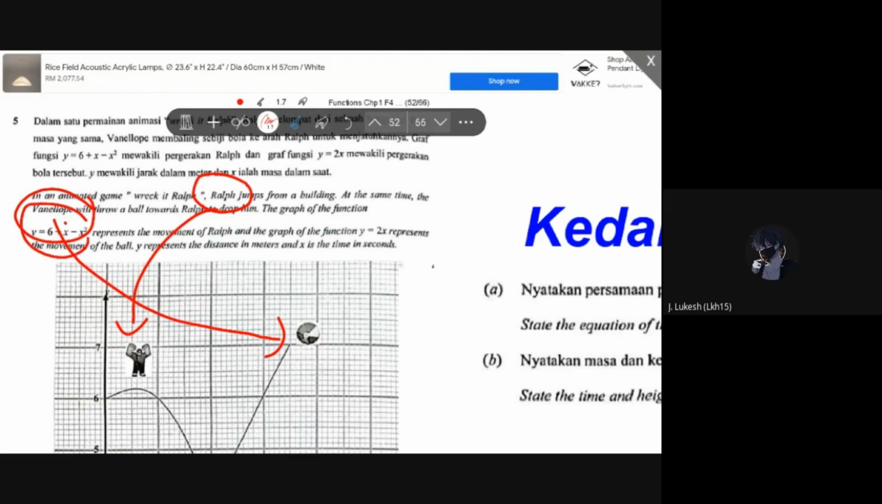First question to you all: what type of graph is this, y equals 6 plus x minus x squared? What do we call this graph? Quadratic. Very good, correct. So this is a quadratic graph. Now this one, y equals 2x, what do we call this graph? Straight line. Another word: I know the shape is a straight line, but what is the name for it? Linear. Very good, correct.